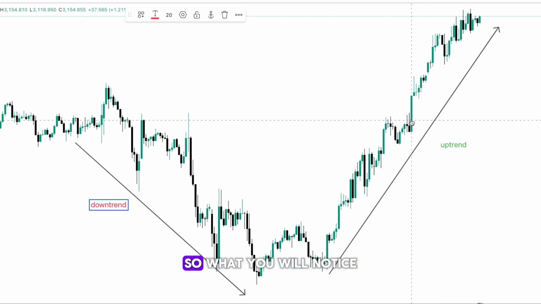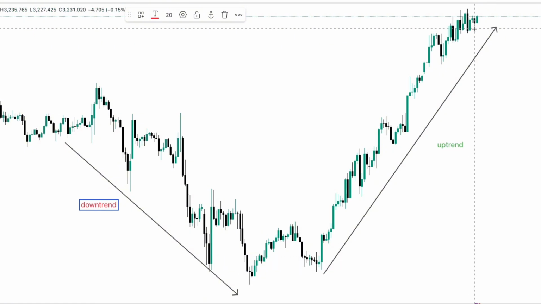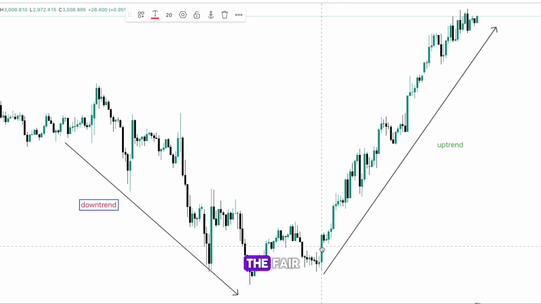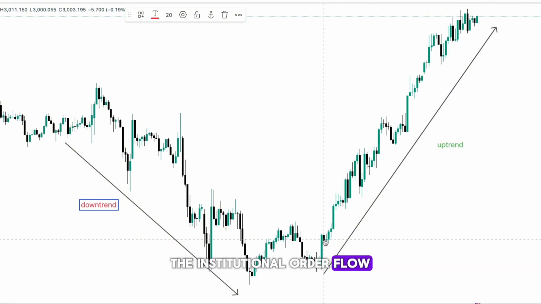So what you will notice in an uptrend is that if the market is going up, there are two things you need to pay attention to when you want to follow a trend. The first thing is the fair value gap, and the second is what I personally call the institutional order flow. I learned this from my mentor, ICT, shout out ICT.